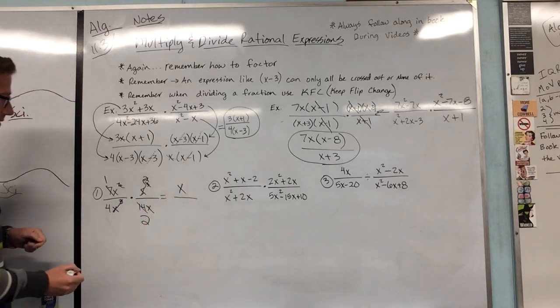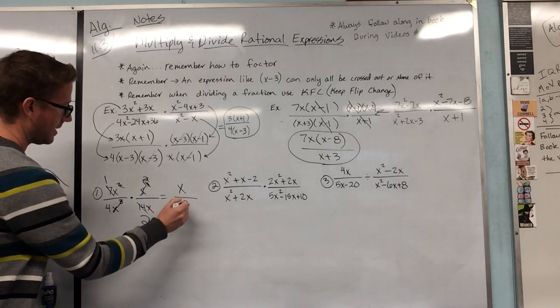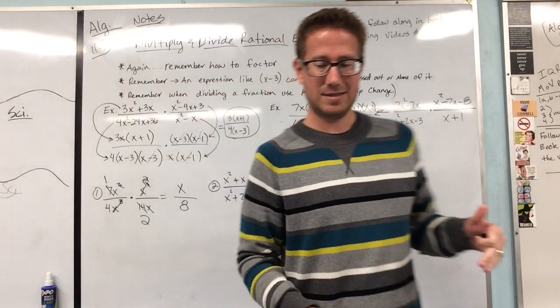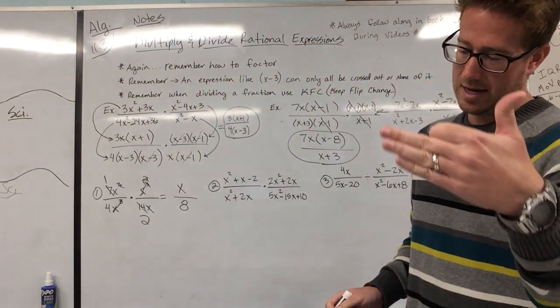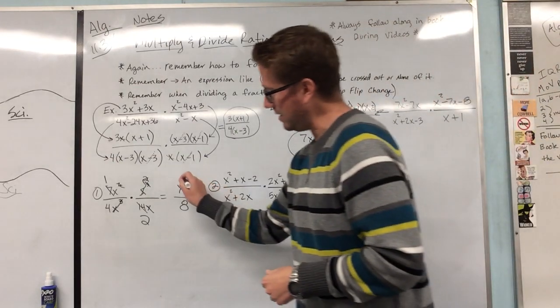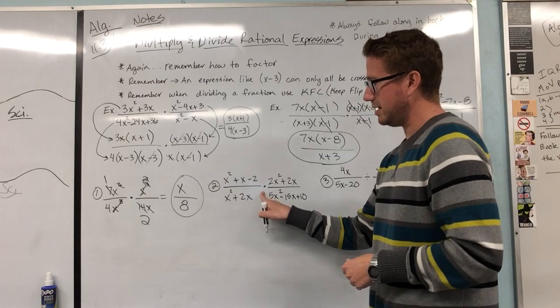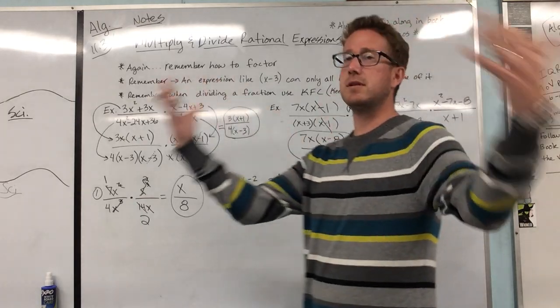So what do I have left over on the bottom? 8. All of that original problem simplified just to x over 8. Right there. Okay, let's take a look at example 2. Now it's a lot bigger.